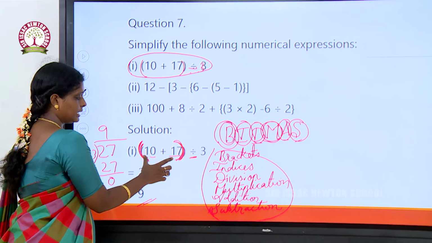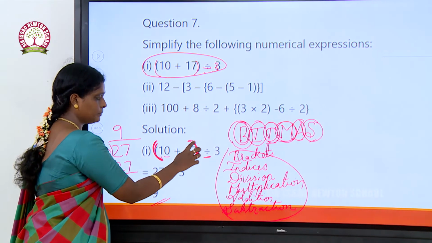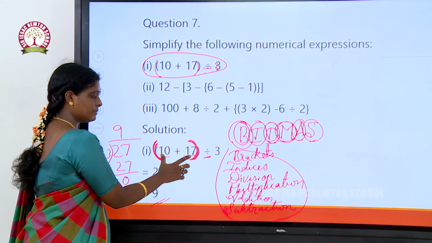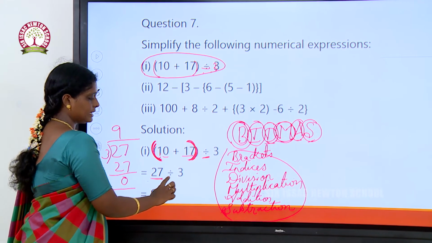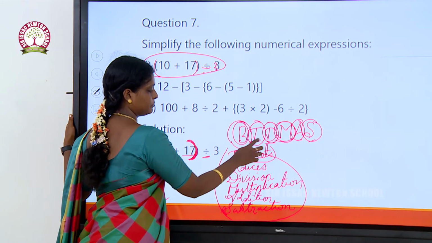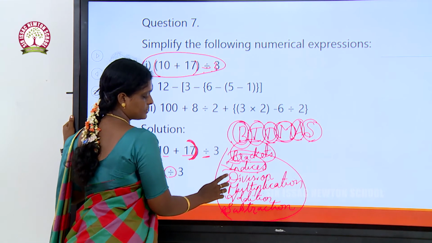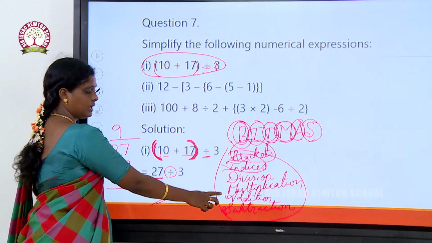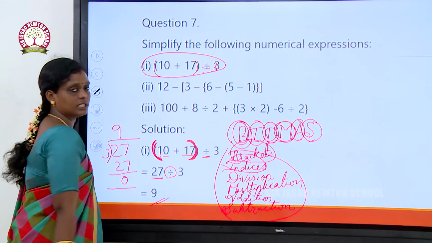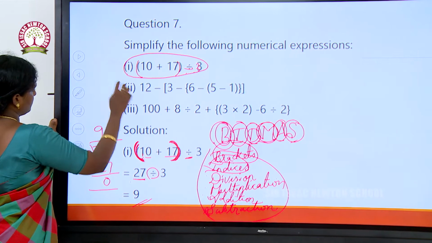First we have added these two numbers. Why? Because it is inside the brackets. Okay. So, I have added these two numbers and then I am doing the division. So, first give importance to the numbers inside the brackets, and then indices, and then division, and then multiplication, addition, at last you have to do the subtraction. Okay. So, next question.